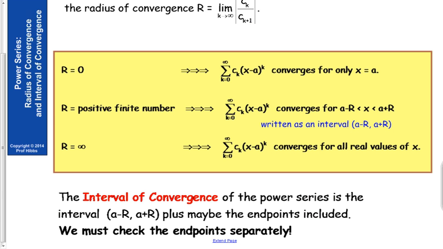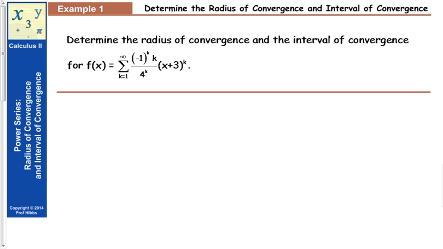Well, I guess it's time that we ought to look at an example to see how this plays out. Okay, so here we're to determine the radius of convergence and the interval of convergence for the power series, the sum, k equals 1 to infinity. And notice it's a 1 instead of a 0. That's not really a big deal, so let's not get too worried about it. And we have negative 1 to the k power times k divided by 4 to the k power, and all that multiplied by x plus 3 to the k power.